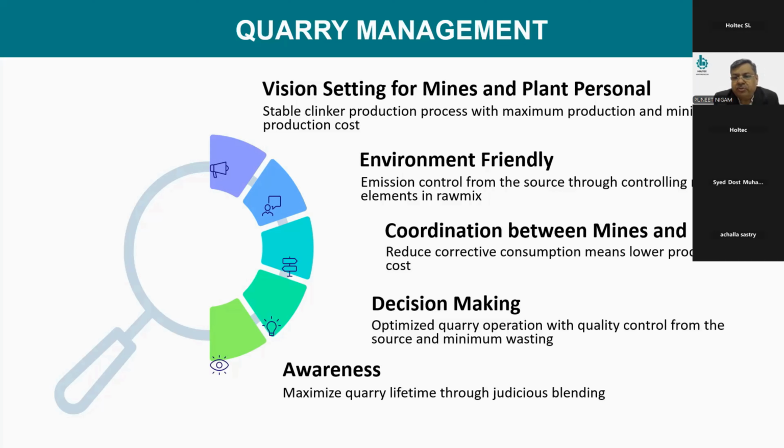Then the coordination between mines and plant. Now everything is clear in the mind of the mines person and the plant person. Mines knows what I can give, and plant also knows what I can receive, and we cannot go for other material, because normally plant people want comfort, that is, they want a high grade material. So now they are clear, and the same thing is helpful for the management also, and this is also good for the company owner. Then the decision making.